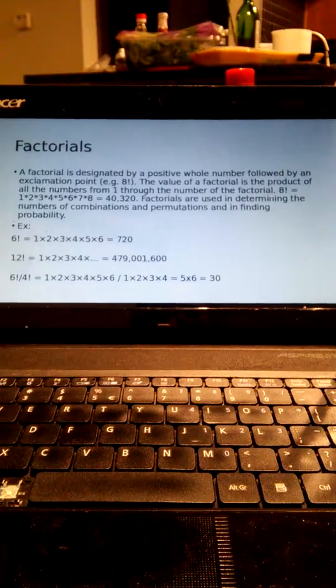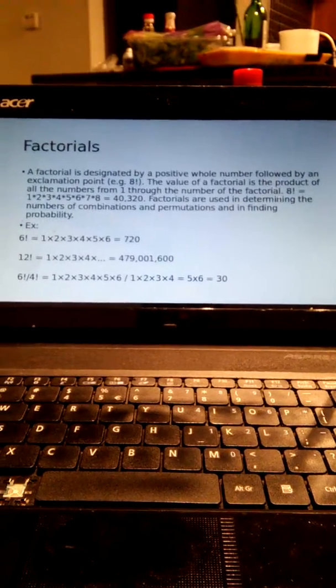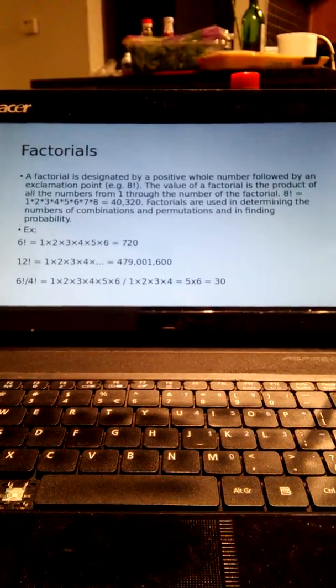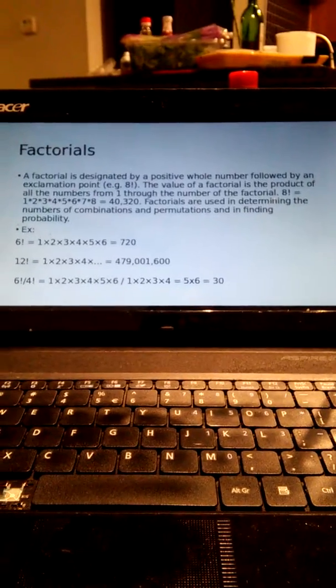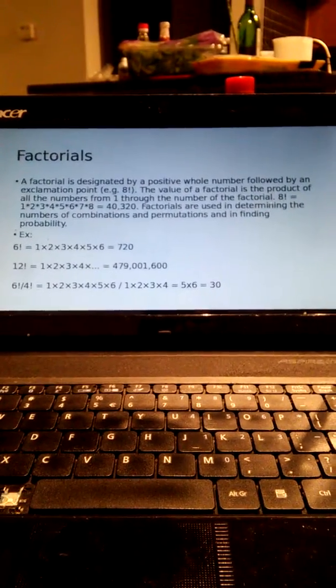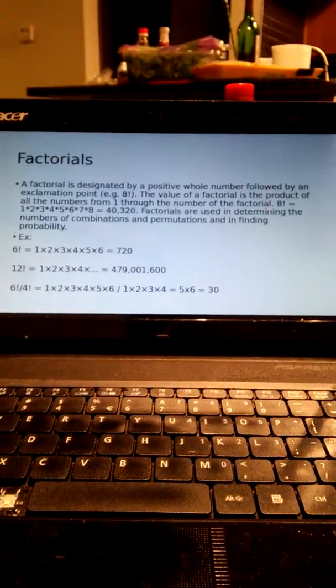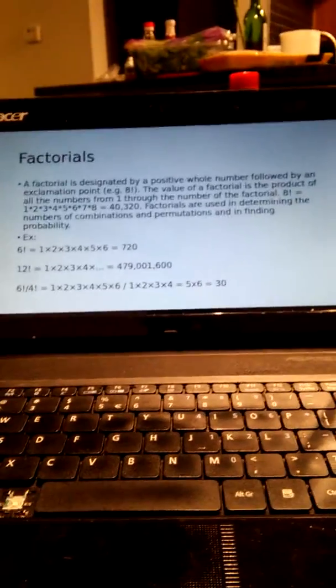Like for example, you have 6 exclamation point divided by 4 exclamation point. This example in particular is for division, but if you had to take a product, you would compute 6 exclamation point and solve that, then take 4 exclamation point and solve that, and then just multiply it as a whole.